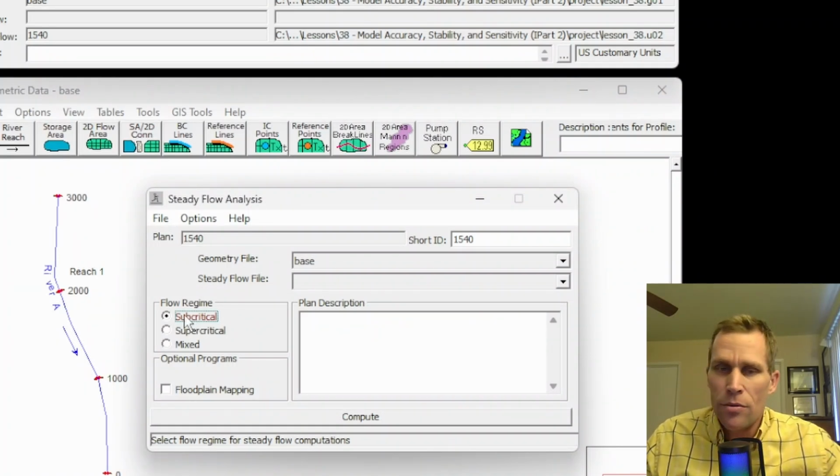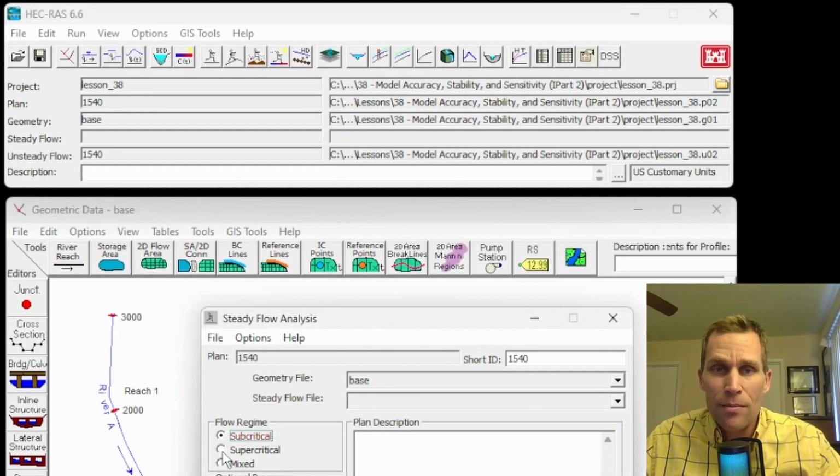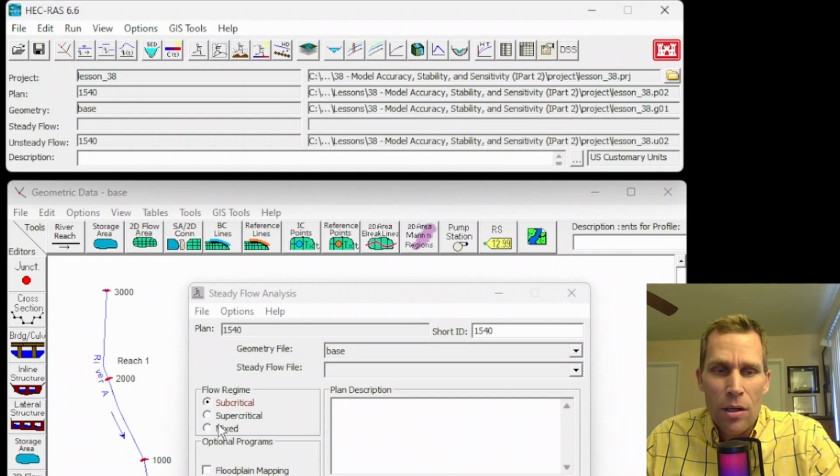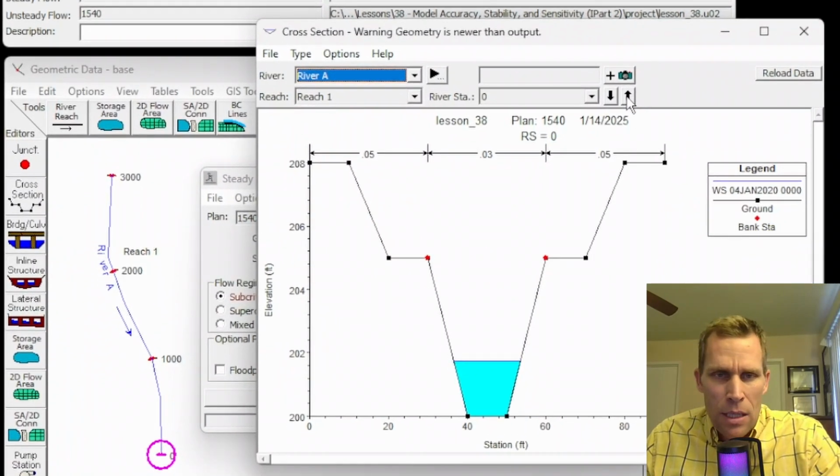So a few things you can do to determine if mixed or supercritical are required is to look at the profile plots. And if the water surface elevation is approaching the critical depth or the Froude number is approaching 1, then you may need to toggle on mixed. So if I go View and then Cross Section, and then go down to river station 0, okay, I need to turn on the critical depth here.